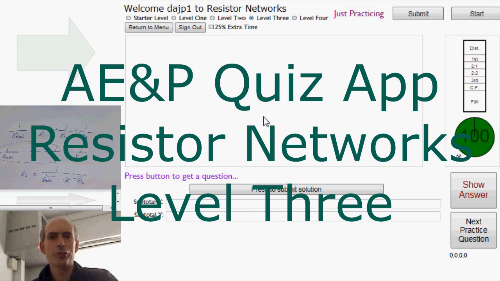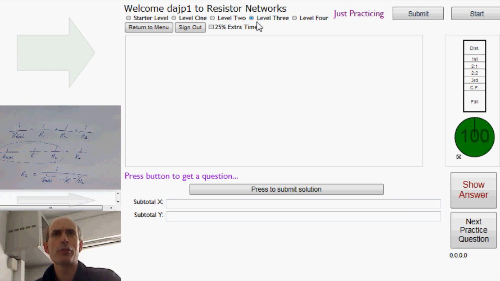This time, Resistor Networks Level 3. I'll just do a few problems at this level. There are quite a lot of different types of problems here. First one.